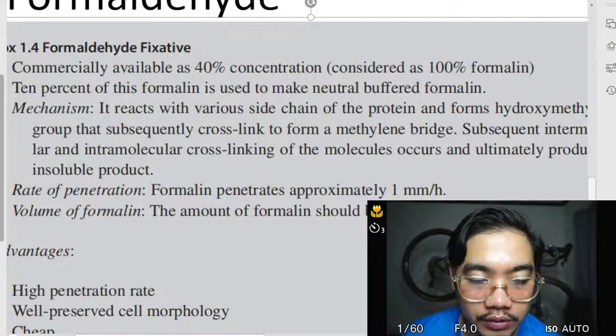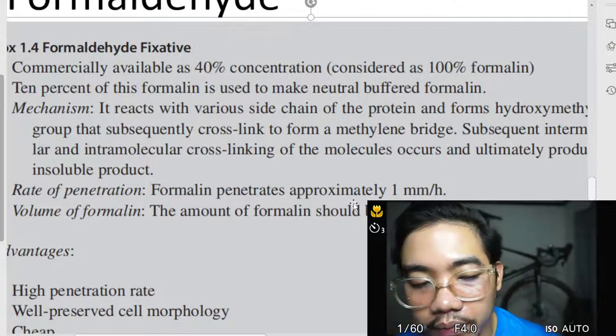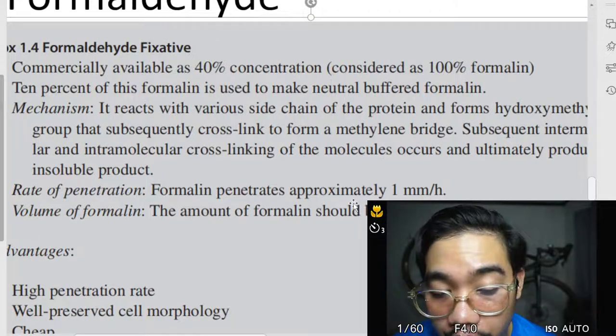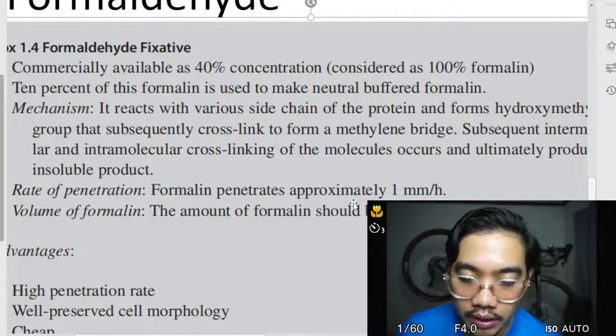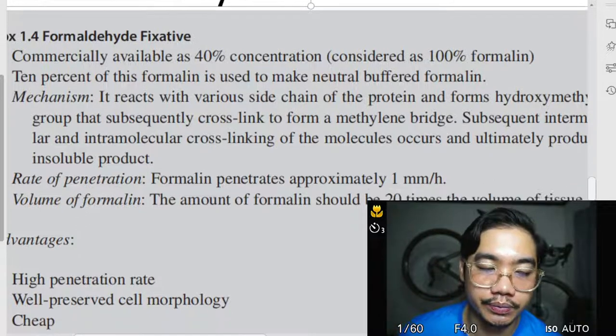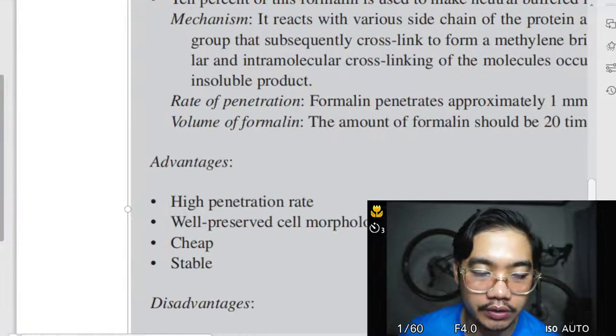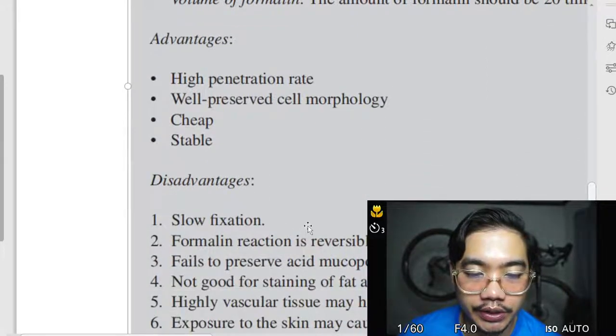Dili na siya mag-dissolve. So, rate of penetration, we talked about this earlier, 1 mm per hour, and then amount of formalin should be 20 times the volume of tissue. So, advantages na to. Our advantages are high penetration rate.